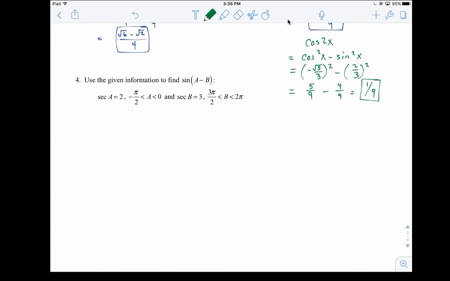Okay, number 4. Use the given information to find sine of a minus b. So it gives me a secant ratio for a and a secant ratio for b.